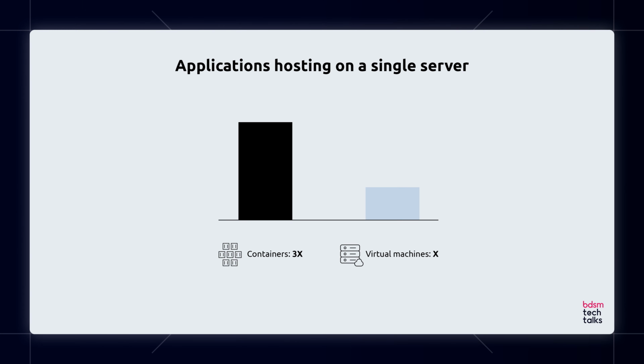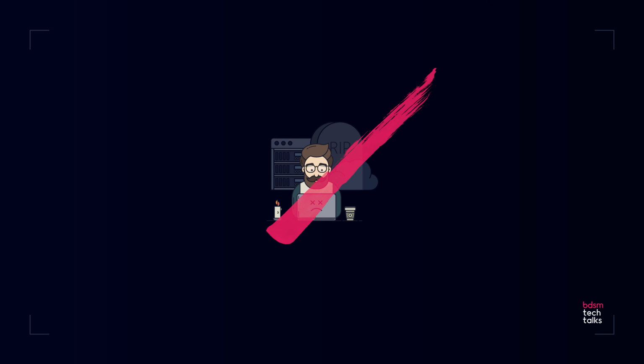On the same physical server with containers, it's possible to host 3 times more applications than with VMs, and this saves infrastructure resources. If my story ended here, it would make sense to write an obituary for classical virtualization, but the fact that containers are incredibly popular right now doesn't make virtual machines obsolete.